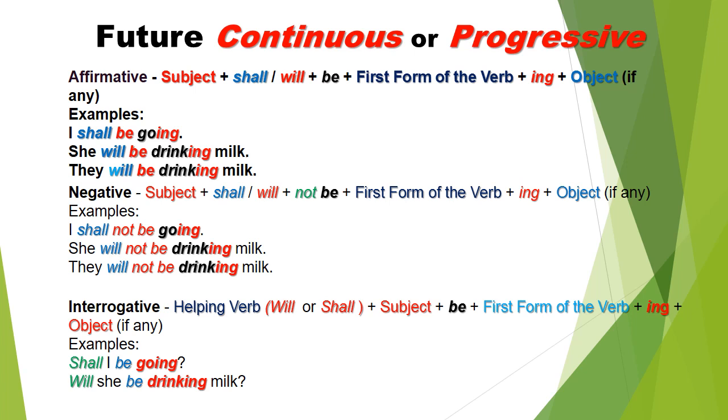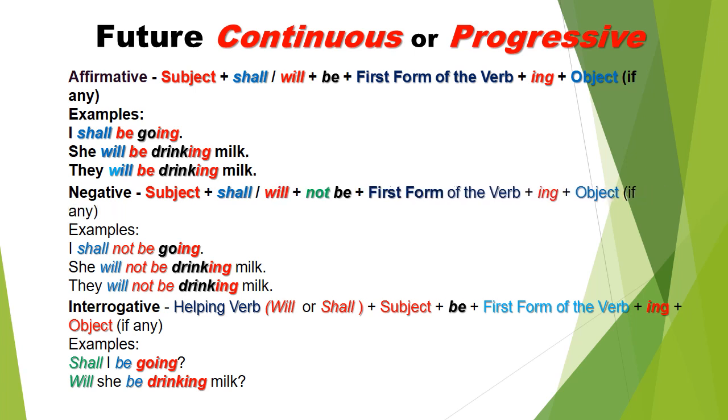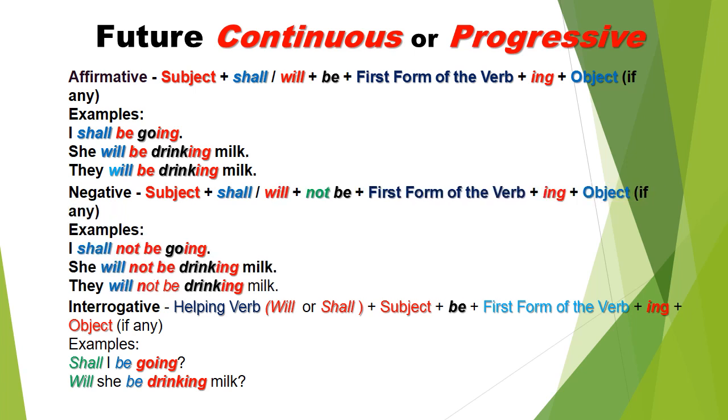She'll be drinking milk. They will be drinking milk. For negative construction, subject plus shall or will plus not be plus first form of the verb plus ing plus object. The examples are: I shall not be going, she'll not be drinking milk, they'll not be drinking milk.